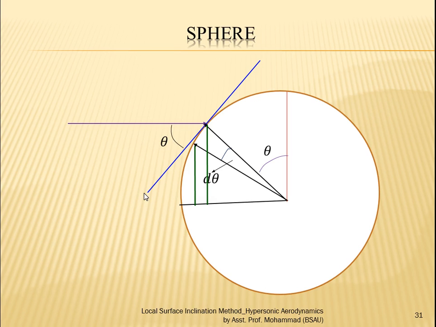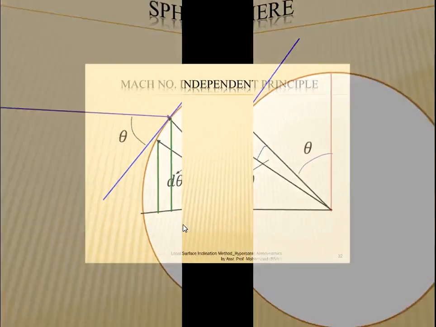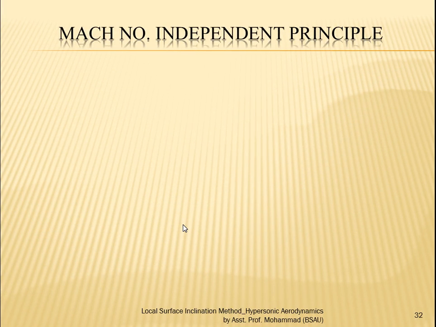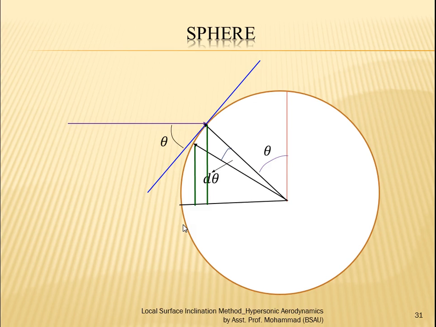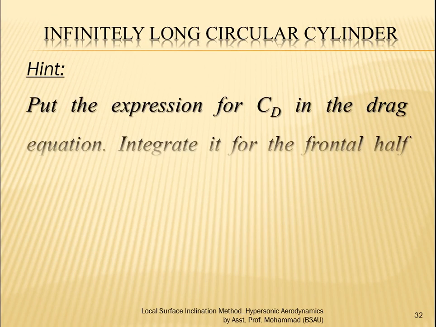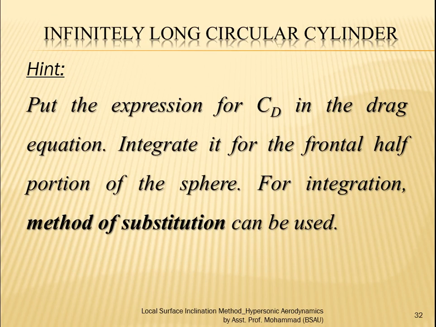Cp remains the same, so the local CD also remains the same, and only the area changes. Then you put in the area, use the method of substitution, integrate, and finally find the CD. The CD was equal to 1 in the case of the cylinder. So again we follow the same method: put the expression for CD in the drag equation and integrate it for the frontal half portion of the sphere. Remember, last time we did this for the frontal half portion of the cylinder.